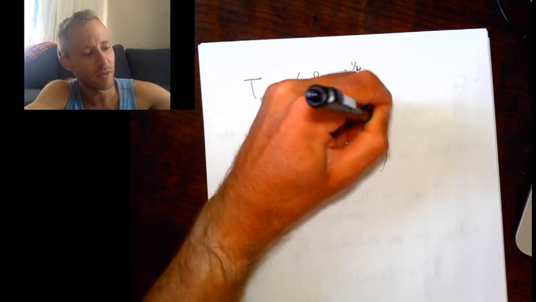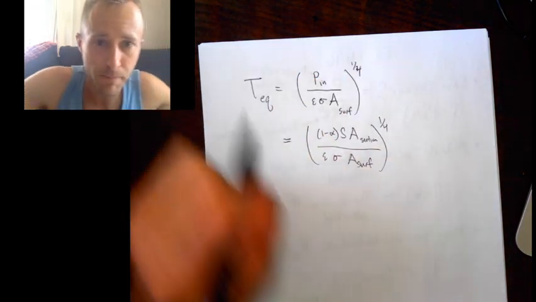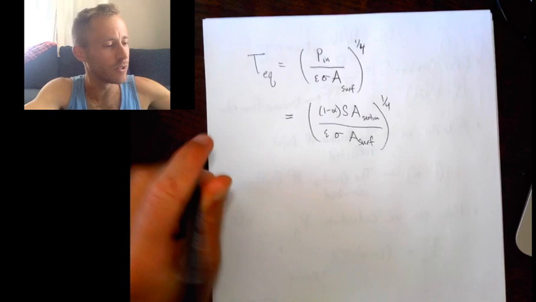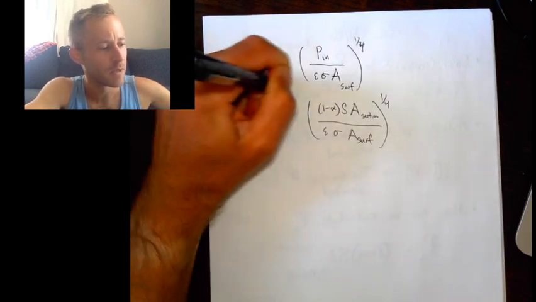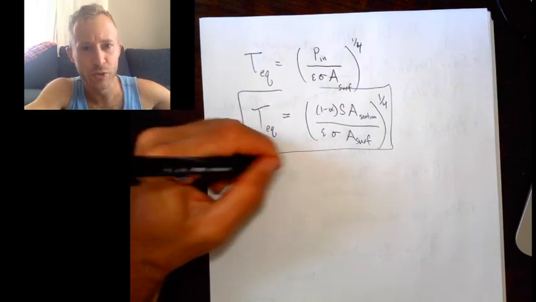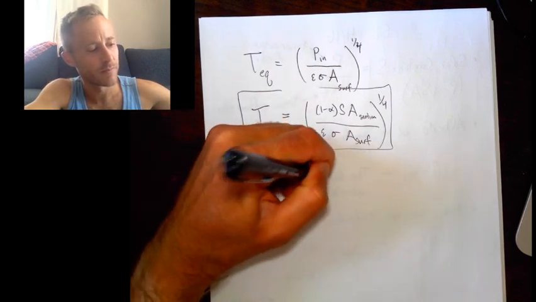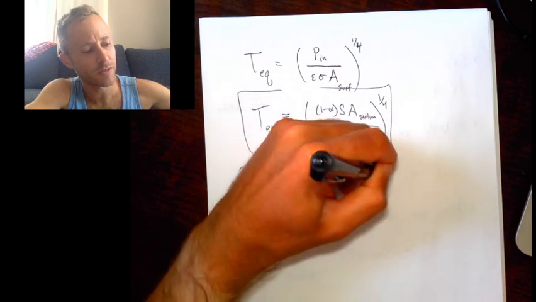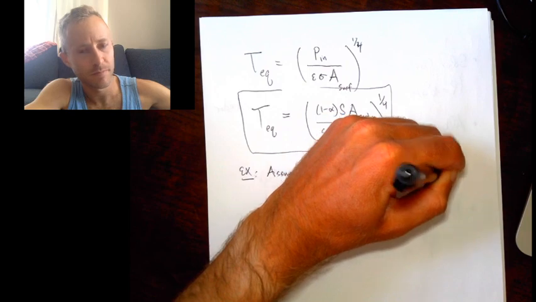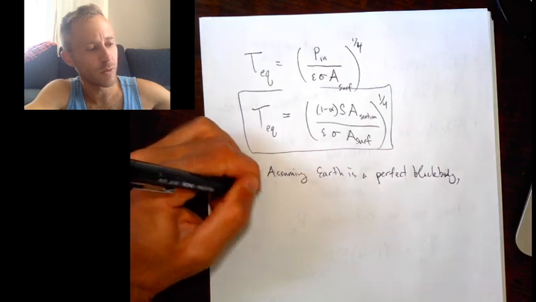So you can see that the equilibrium temperature depends on the ratio of cross-sectional area to surface area. Okay? So that's kind of cool. So this is our big equation for today. So let's go ahead and do an example. Assuming Earth is a perfect black body, what is its equilibrium temperature?